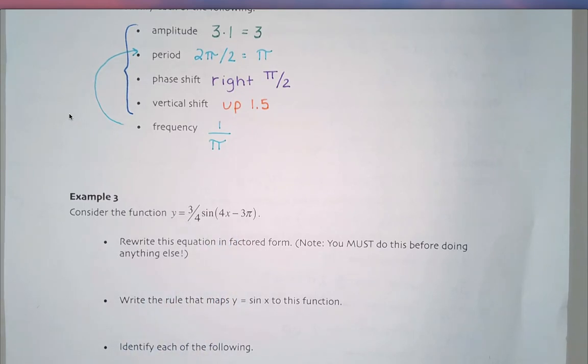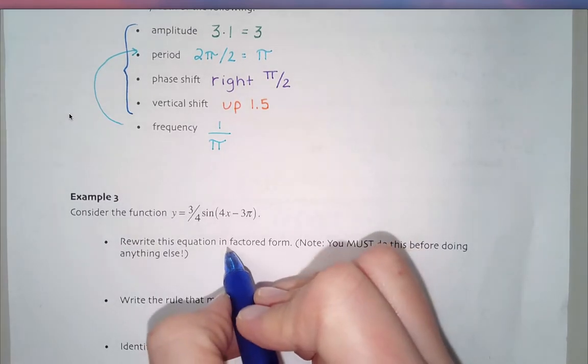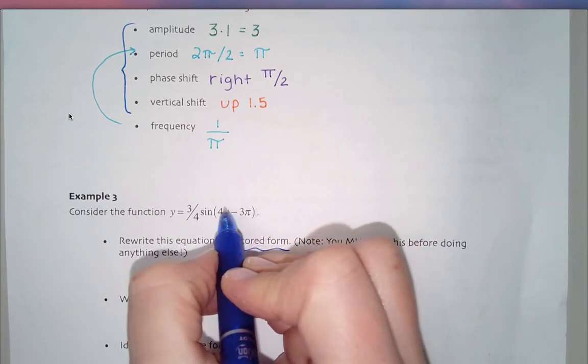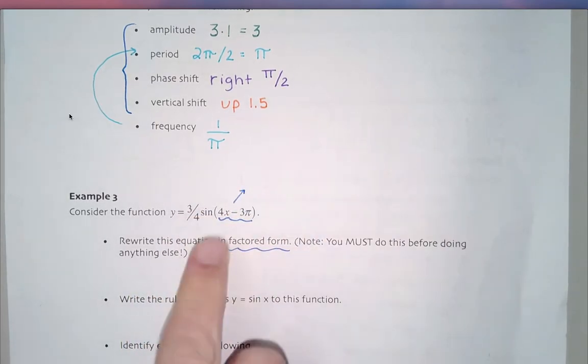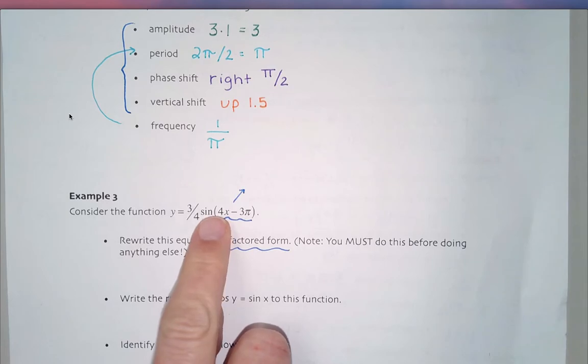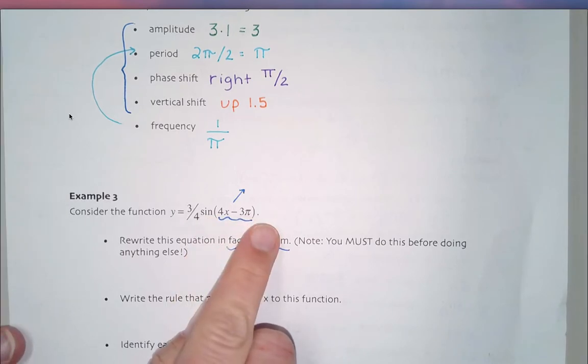And so what we have to do with this one before we start anything else is write it in factored form. Meaning I need to take this piece right here, this is really what I'm talking about, and write it so that I can see the a value or the effect on the period, the multiplication factor, separately from the phase shift factor.